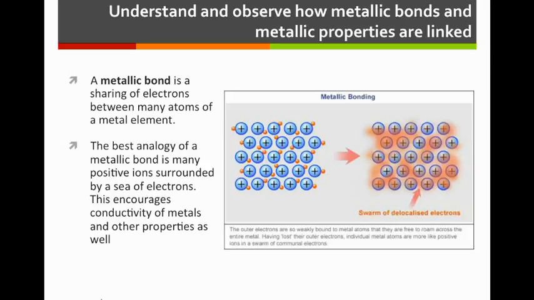Metallic bonding is a sharing of electrons between many atoms of one element. It's often described as a positive ion surrounded by a swarm or a sea of electrons. This sea of electrons helps give metals some of their properties, like conductivity, the transfer of electricity across metal atoms.